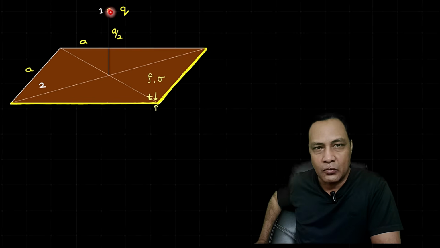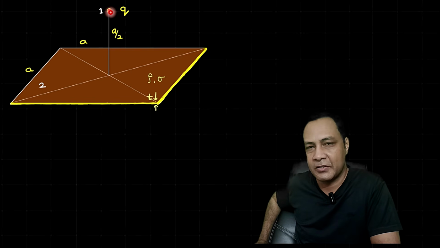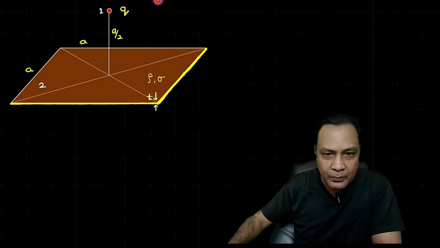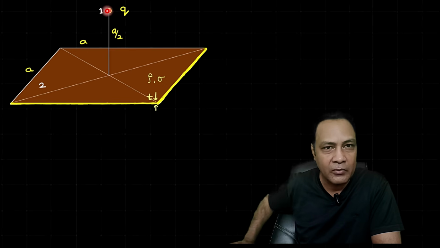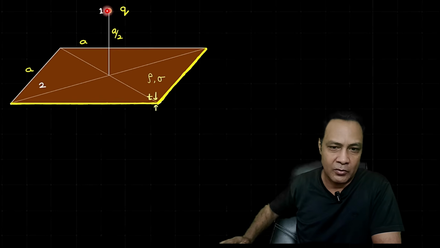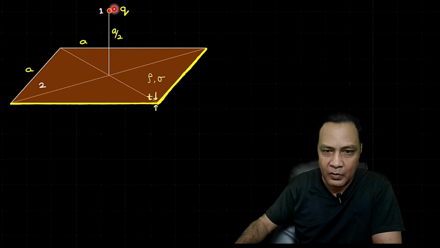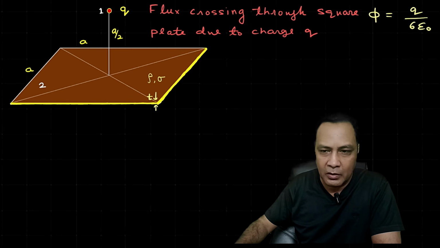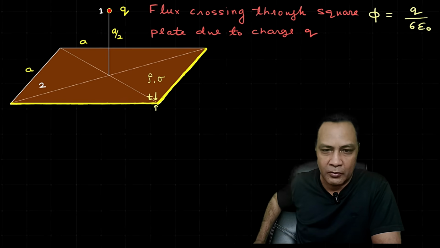Because of this charge Q, the total flux passing through all 6 surfaces of that cube would be Q by epsilon naught. And for that charge and that cube, the charge is symmetric with respect to the cube, so the flux through all the faces would be equal. So through each face, the flux crossing would be Q by 6 epsilon naught. So the flux because of this charge Q through this plate would be Q by 6 epsilon naught. That is one thing: the flux crossing through a square plate due to charge Q, phi, is equal to Q by 6 epsilon naught.